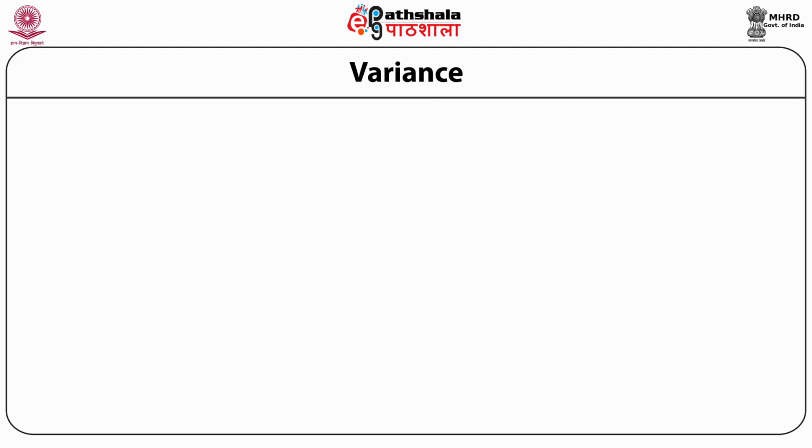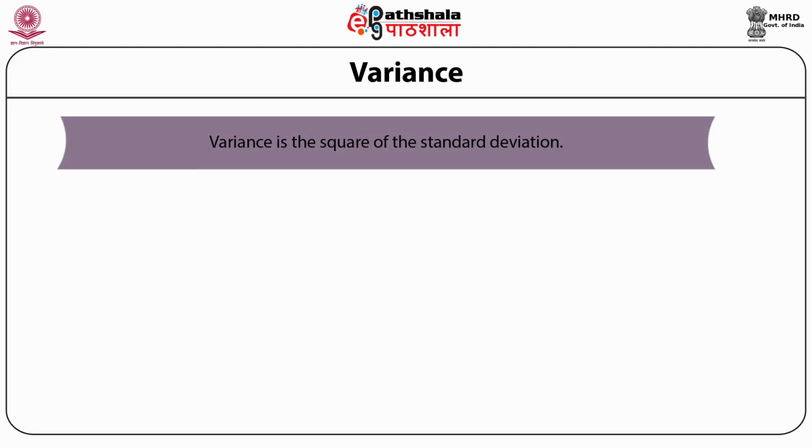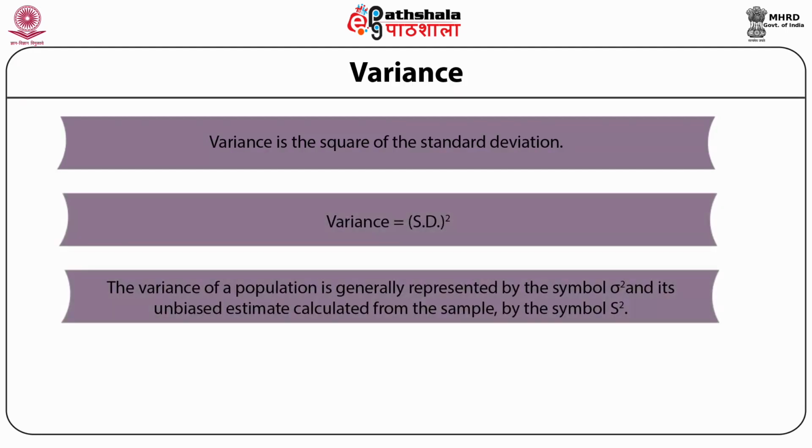The next important type of dispersion is the variance. Variance is a very important kind of dispersion. Why am I saying so? Because it is the square of the standard deviation, and it tells you how much is the exact spread. The variance of a population is generally represented by sigma square, and its unbiased estimate calculated from a sample is represented by the symbol S square.